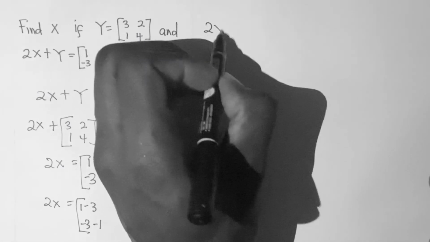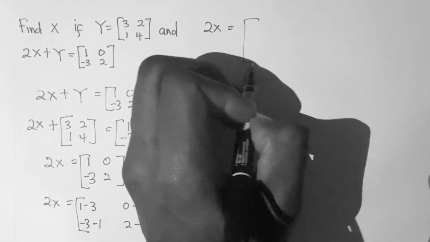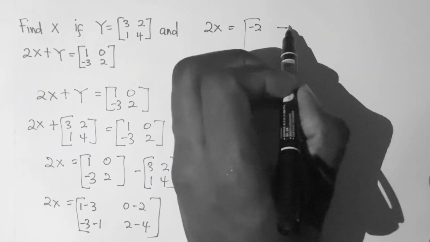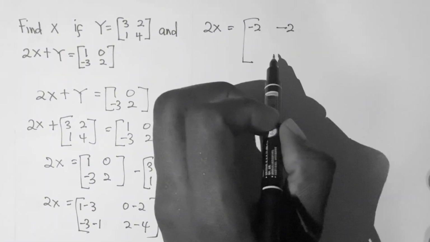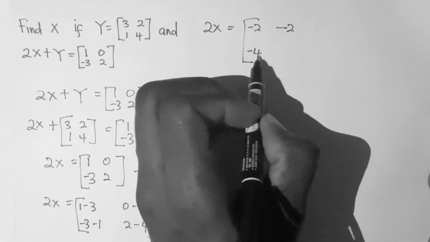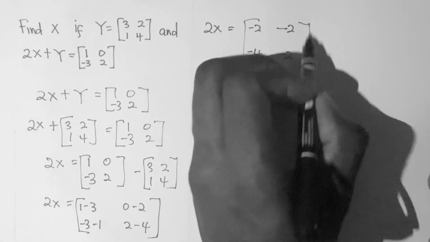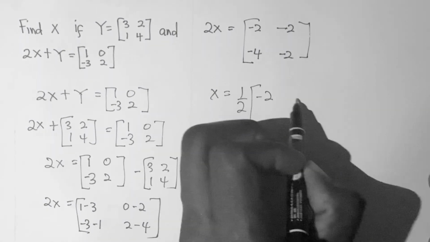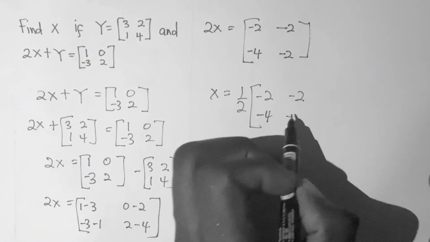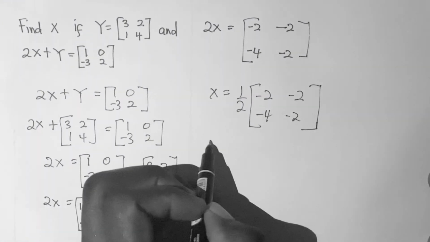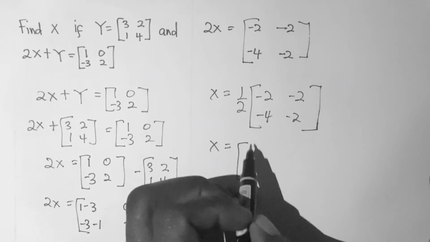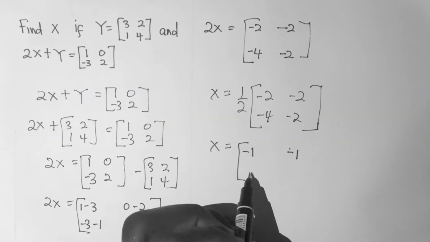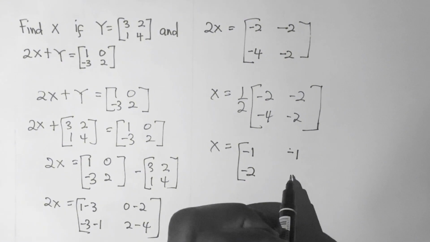So 2x is equal to, now 1 minus 3 is minus 2, 0 minus 2 is minus 2, and then minus 3 minus 1 is minus 4, 2 minus 4 is minus 2. So x is equal to half of minus 2, minus 2, minus 4, minus 2. So x is equal to, minus 2 divided by 2 is minus 1. Yes, minus 1. Minus 4 divided by 2 is minus 2, then minus 1.